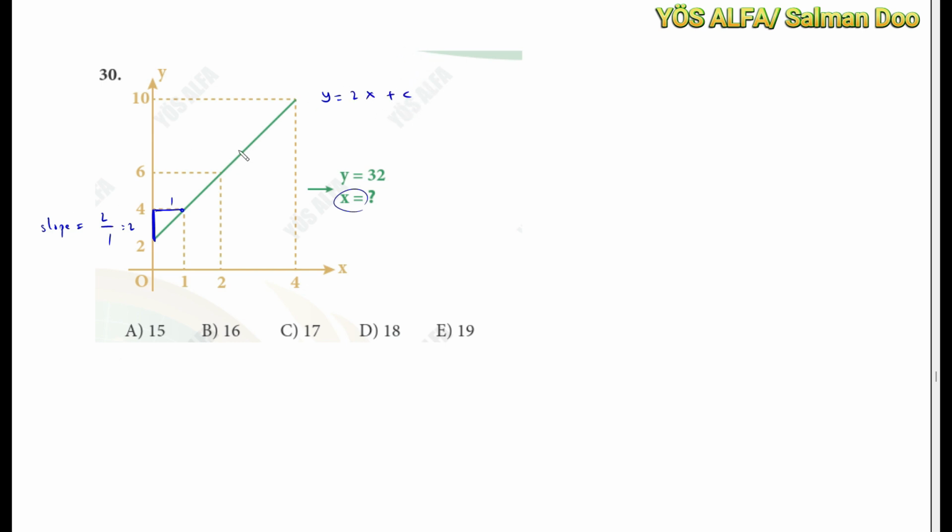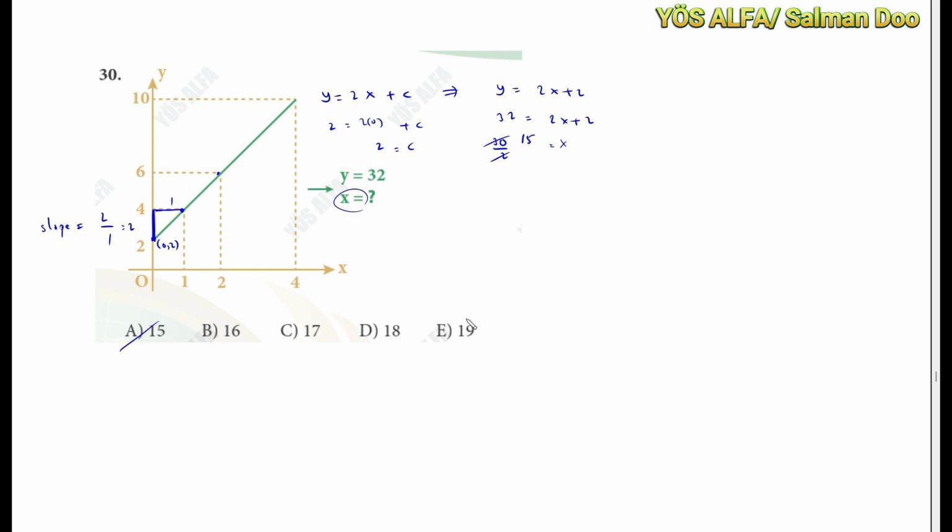How do we find a constant? We can find a constant from any coordinate points given on the line. I'll use this point because that's the simplest. When x is 0, y is 2. So our constant is 2. So the equation becomes y is equal to 2x plus 2. We want to find x value when y is equal to 32. So we can find x value from here, 30 over 2, which is 15.